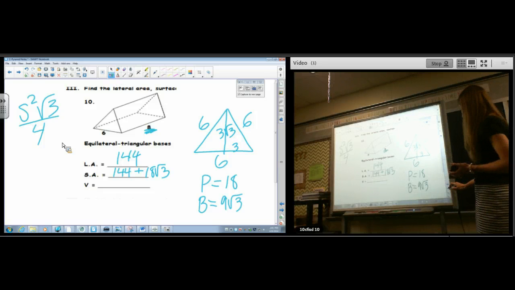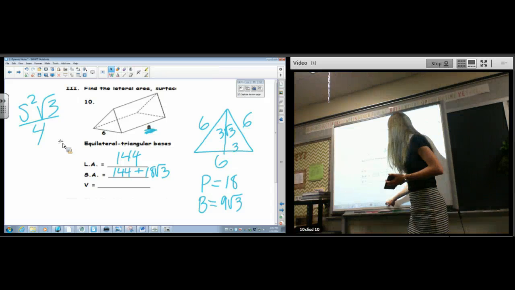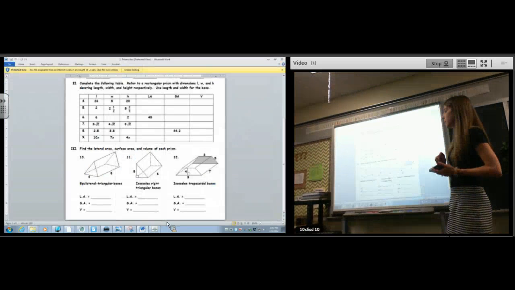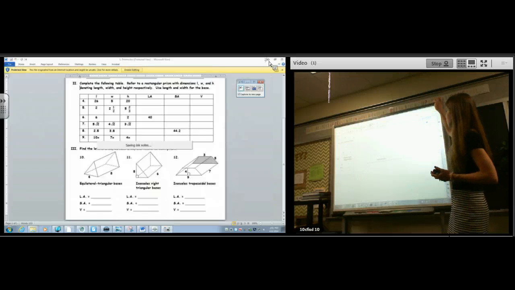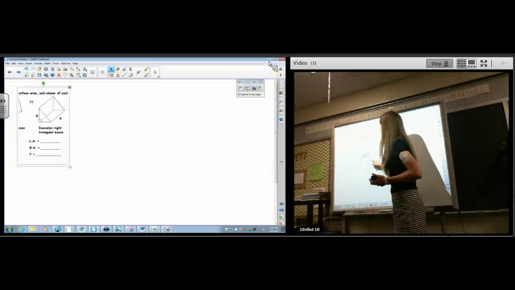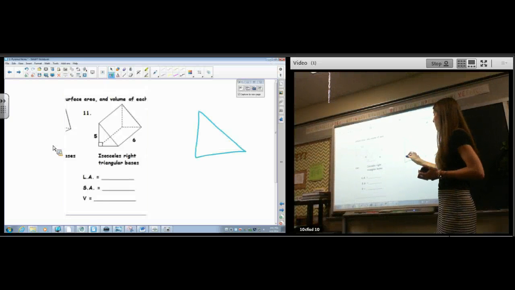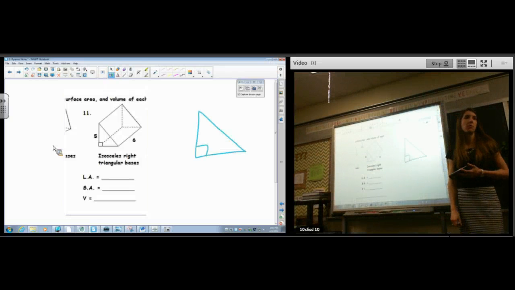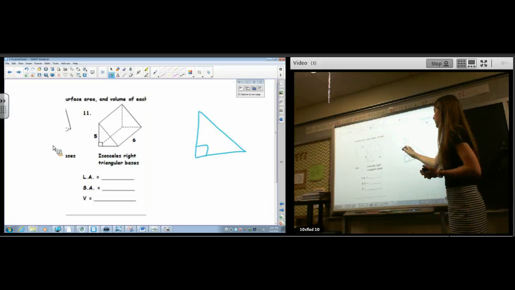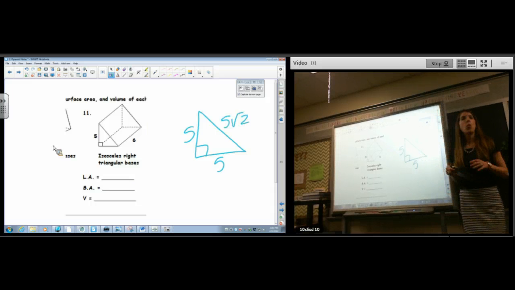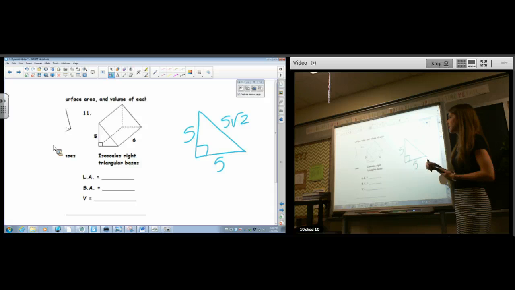Okay, next one. Number 11. You can redraw it facing you. What kind of triangle is the base? Isosceles, and right. Whoa, it's right, isosceles. So you better believe there's going to be a square root 2 in this problem. Because it's 5 root 2. What's the perimeter of that triangle?